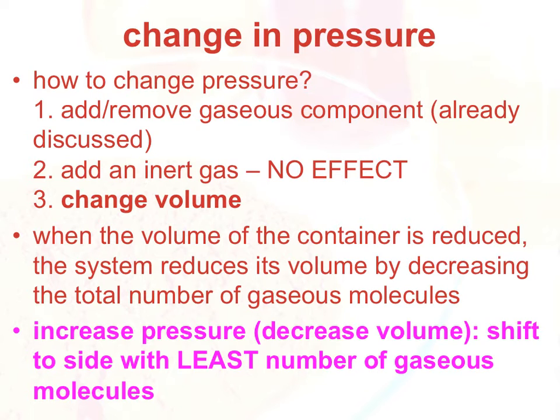When you decrease the volume of your container, the system reduces its pressure by decreasing the total number of gaseous molecules. So basically, if you have an increase in pressure or a decrease in volume, you're going to have a shift to the side with the least number of gaseous molecules.